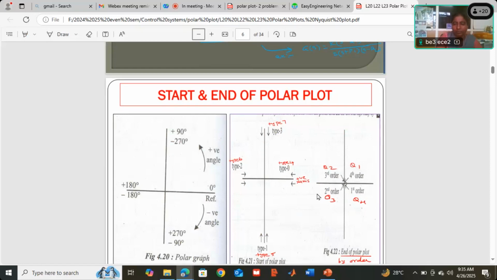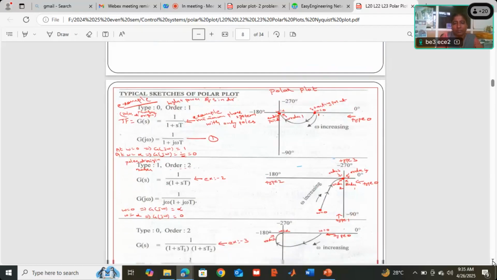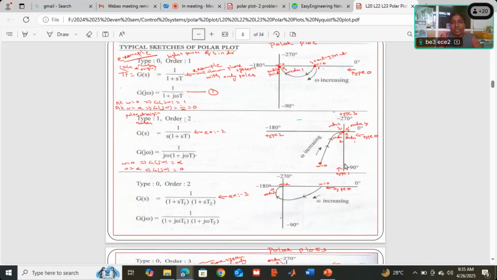Now I'm going with a little bit of continuation. These diagrams we already discussed in the regular offline class. You can see here type 0 order 1, and this is type 1 order 2. You can see the start and ending, the remaining things we will see later. Now this is type 0 and order 2. For all the polar plots, the starting point has omega value 0, and the ending point has omega value infinite.